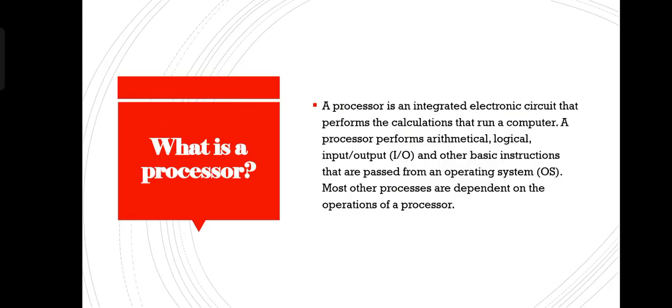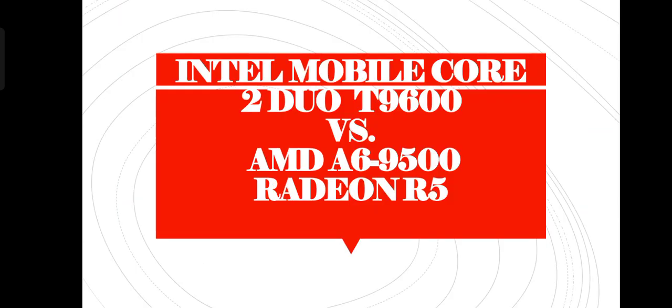First, I want you to know what a processor is. A processor is an integrated electronic circuit that performs the calculations that run a computer. A processor performs arithmetical, logical, input and output, and other basic instructions that are passed from an operating system or the OS. Most other processes are dependent on the operations of a processor.